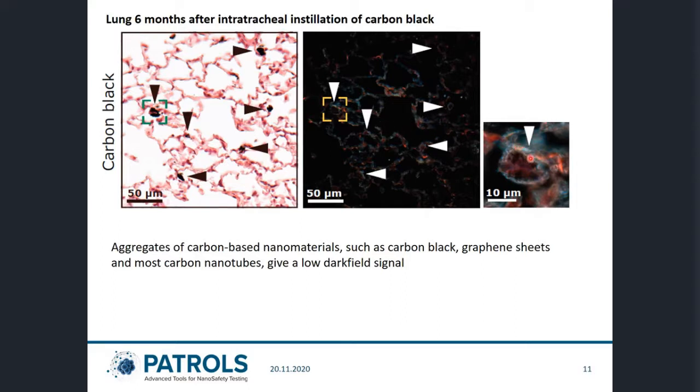Here in this higher magnification, it's a macrophage in the lung. And these are two large aggregates of carbon black, which you basically don't get any signal from. And this is actually the same for most carbon-based nanomaterials, also, for example, graphene, and most of the carbon nanotubes, which give a really low dark field signal.